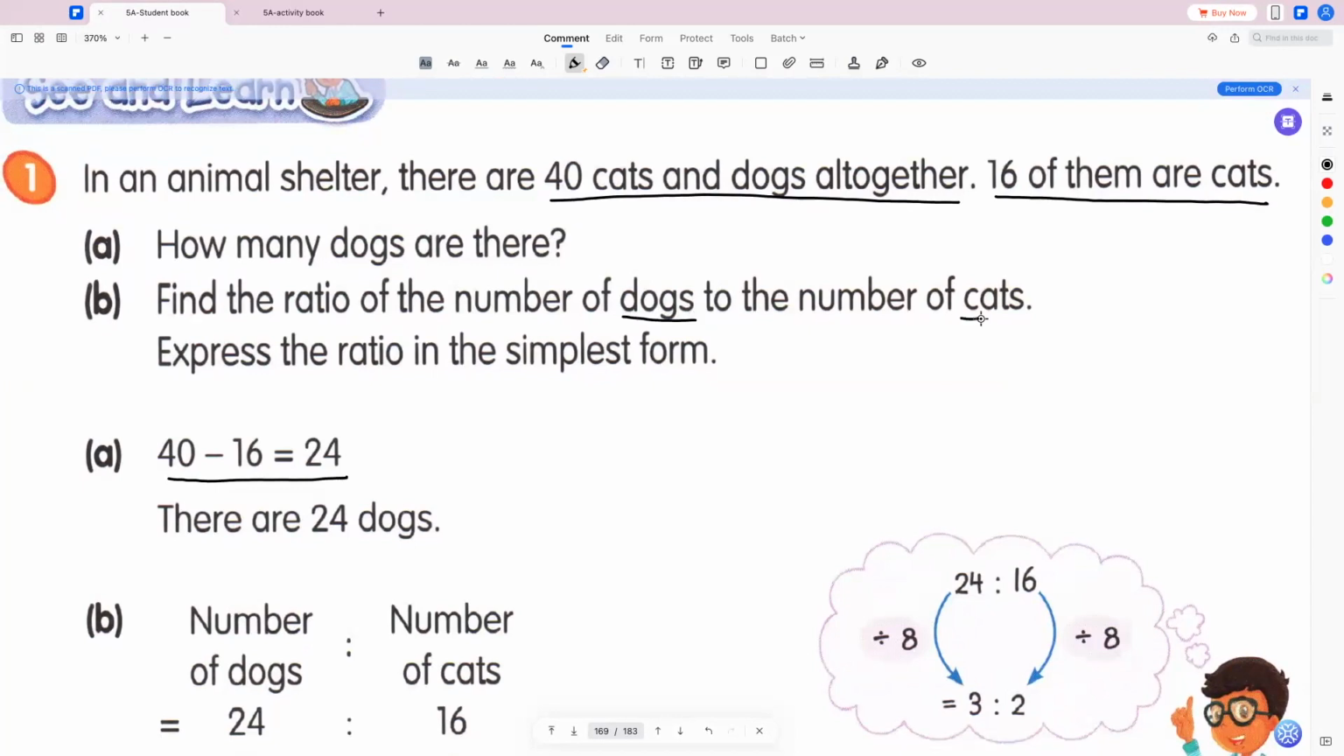to the number of cats. And it's asking us to express the ratio in the simplest form, which is what we were doing a lot of last class, right? So we have quite a bit of knowledge in that area. So let's take a look.